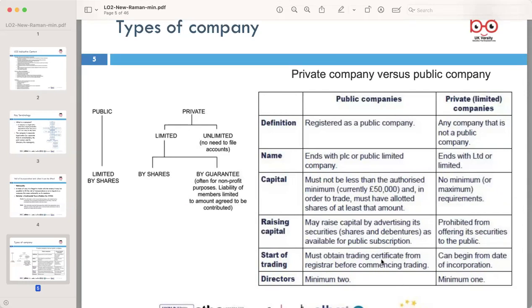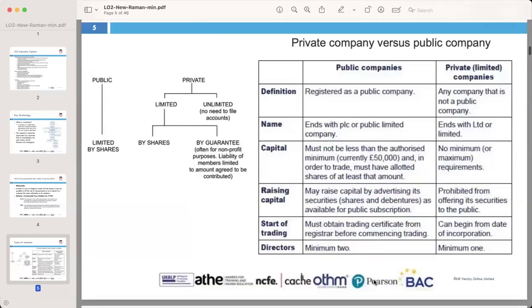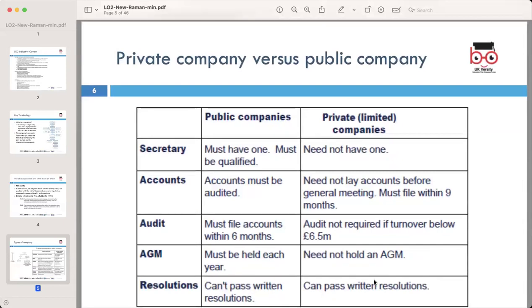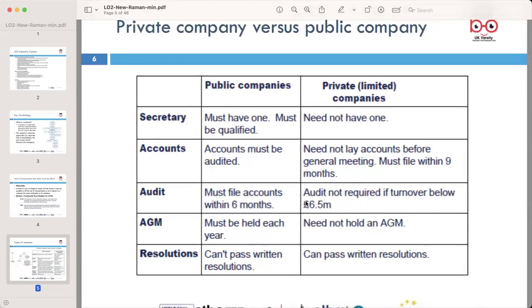For directors, a public company needs a minimum of 2 directors, and a private company a minimum of 1. A public company must have a secretary; a private company need not. Public company accounts must be audited, while a private company needs no audit. A public company must lay accounts before a general meeting and file within 6 months, while a private company must file within 9 months.